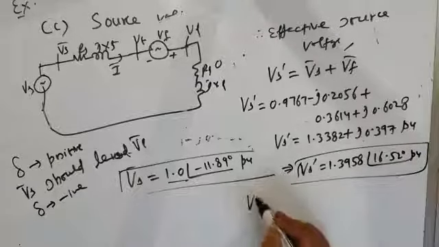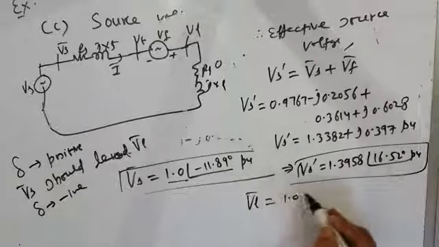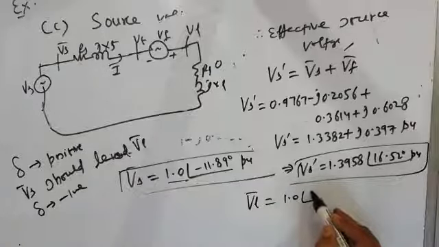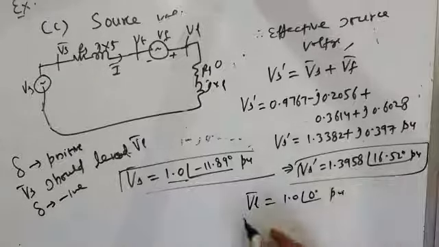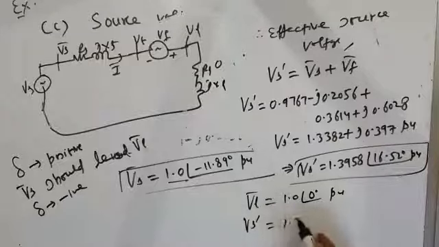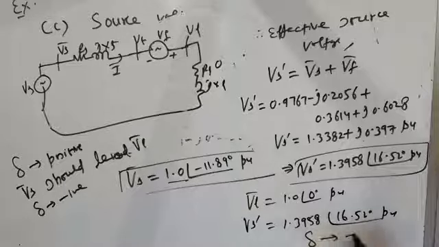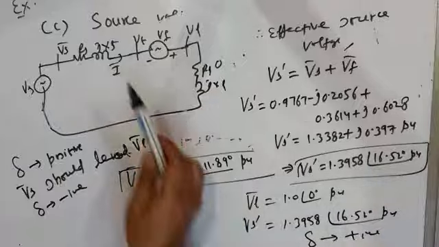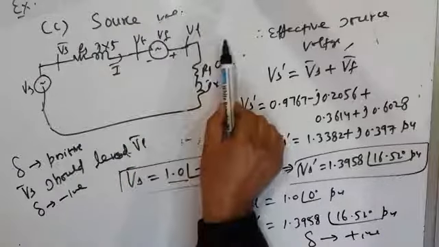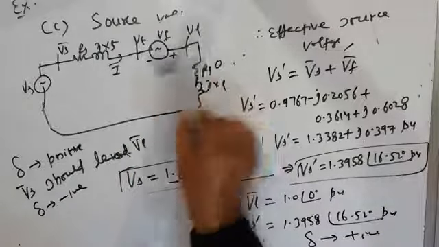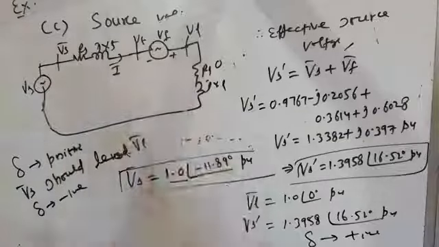तो आपकी load voltage अगर है 1 per unit, 1 at an angle of 0 degree per unit, आपकी effective source voltage है 1.3958 at an angle of 16.52 degrees per unit. So delta is positive. That means effective source voltage is still leading the load voltage, so that power flows from source to load. So you have to understand this. This is very important. Okay.